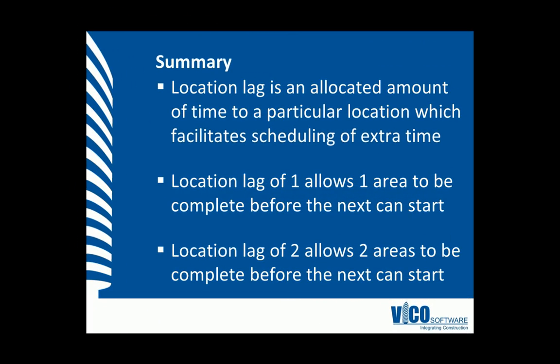In this vignette, we've learned that location lag is an allocated amount of time to a particular location which facilitates scheduling of extra time. We've also learned that if we apply a location lag of 1, this allows us to complete one area before we can start the next. Alternatively, if we use a location lag of 2, we can start 2 areas before the next area can start.